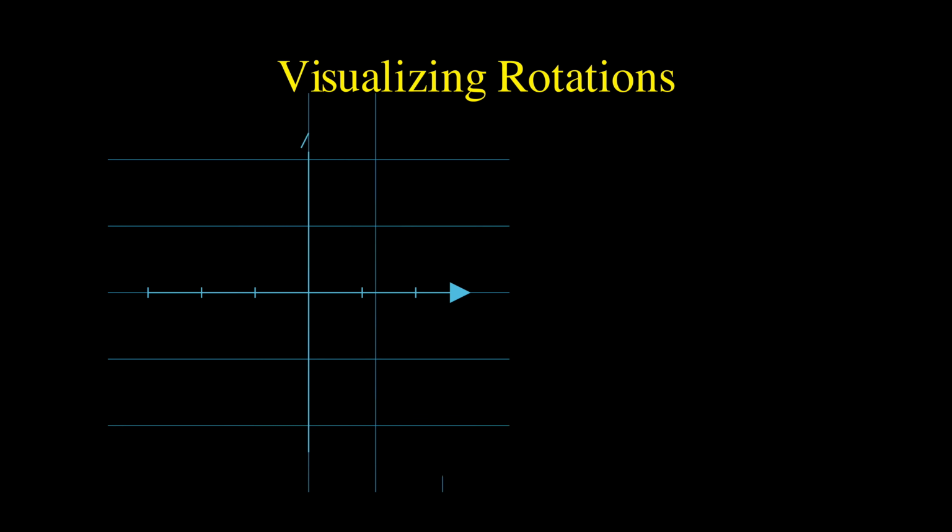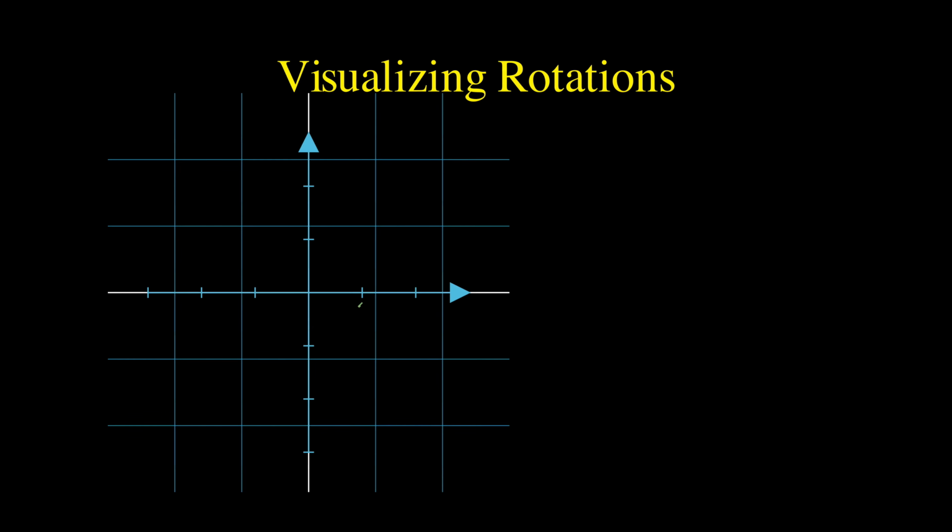When we visualize a rotation, imagine taking a vector in two-dimensional space and spinning it counterclockwise by some angle, and the entire coordinate system rotates along with it. To see how rotations work as matrices, let's watch what happens to our basis vectors, i and j.